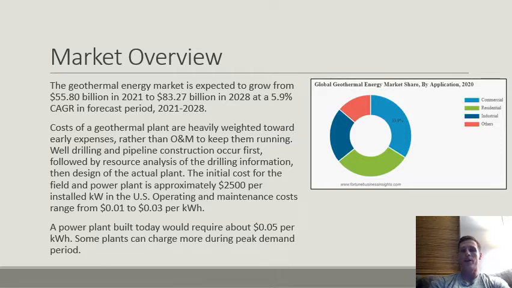So over to the right here is a graphical representation of the market share for the geothermal energy market. It's dominated by a 33% commercial market, followed by residential. Those are the 2 largest applications for geothermal energy production, and then industrial and other means follow shortly after.